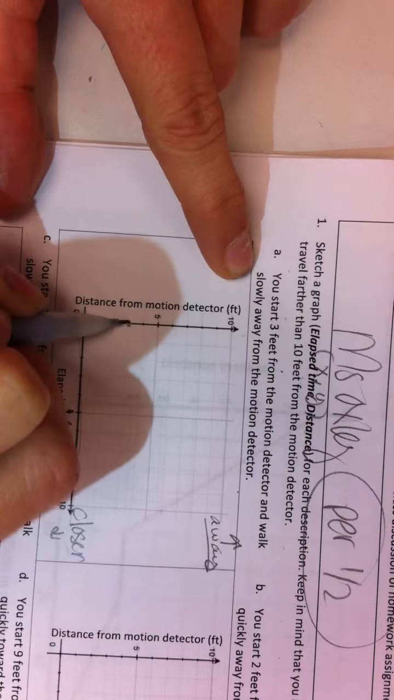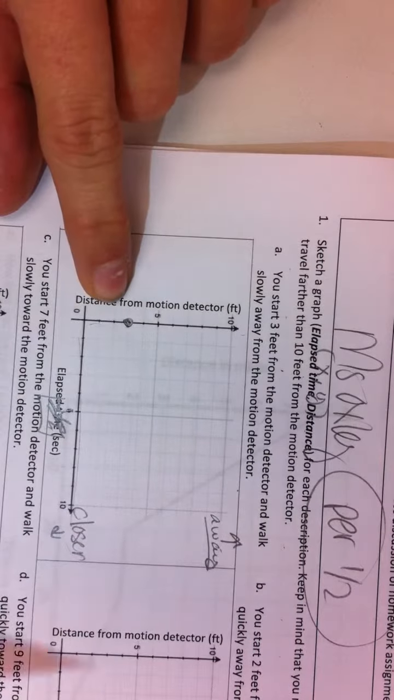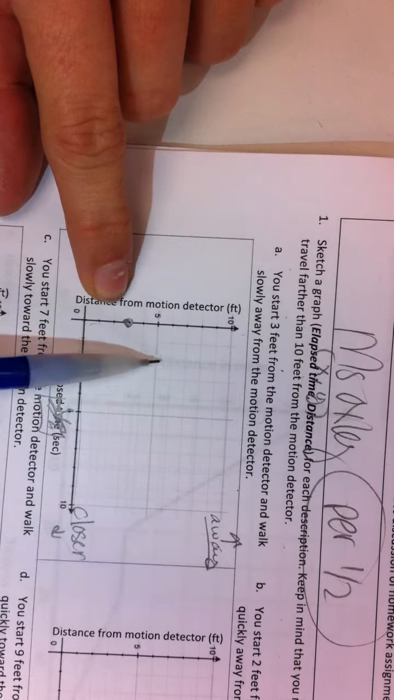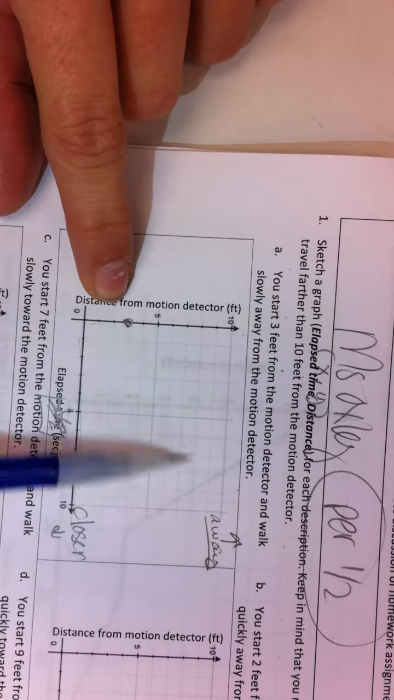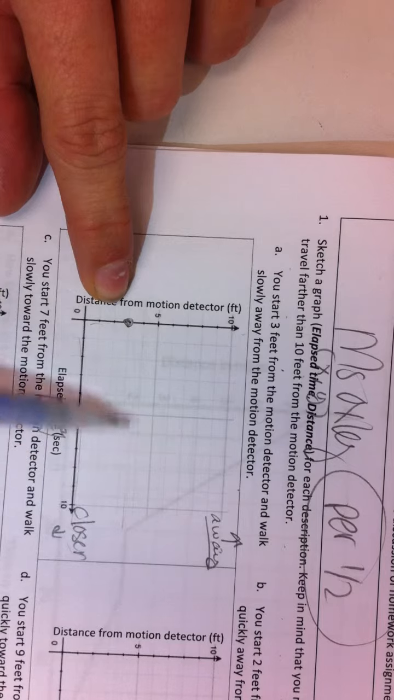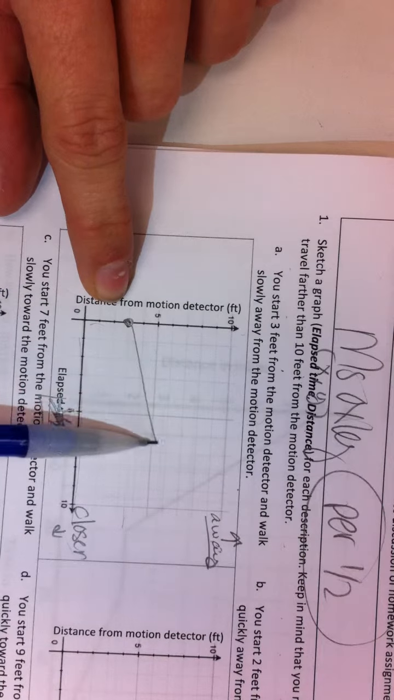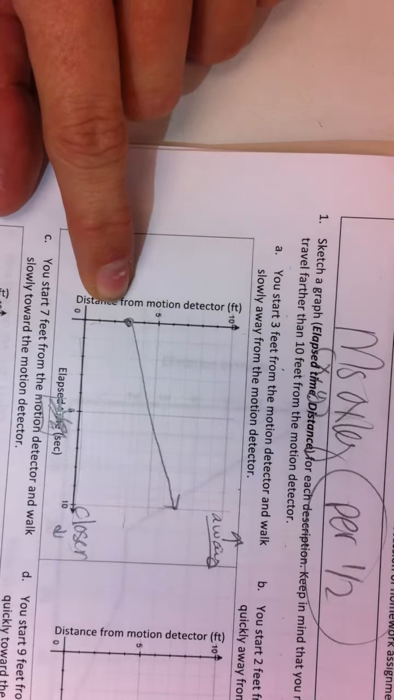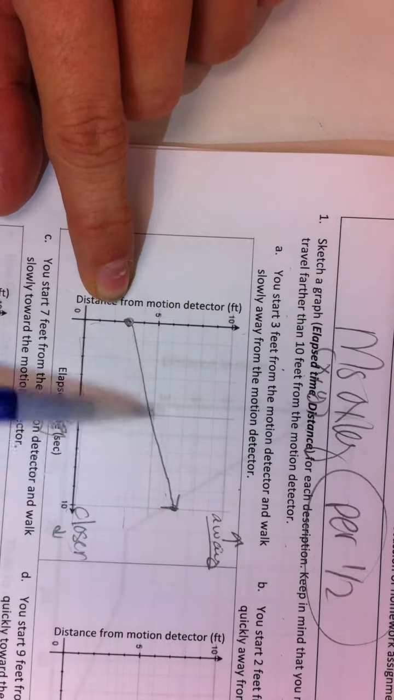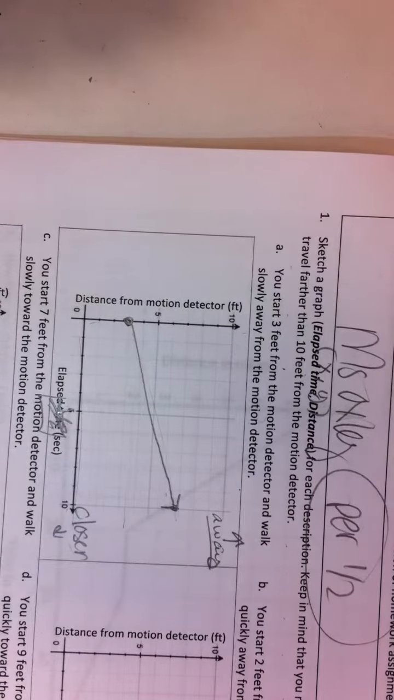So you start at 3 feet. So 1, 2, 3. I start 3 feet away. I walk slowly away, so I'm going to be up towards the corner, but close to a flat line. So almost flat, all the way to the 10-second mark. I made it all the way to the 10-second mark. It's pretty slow, and it's away from the motion detector.